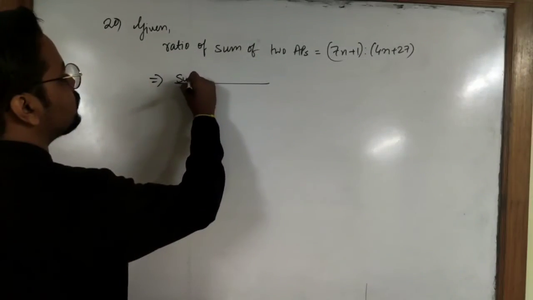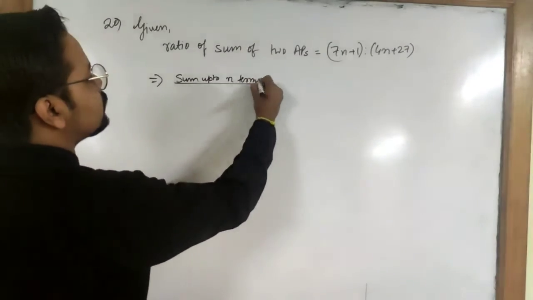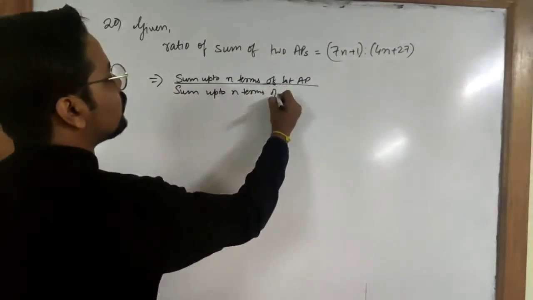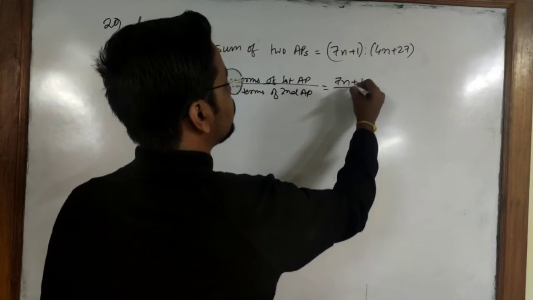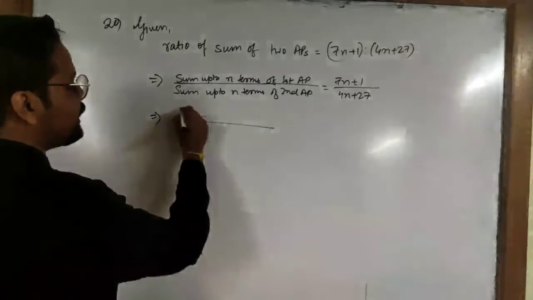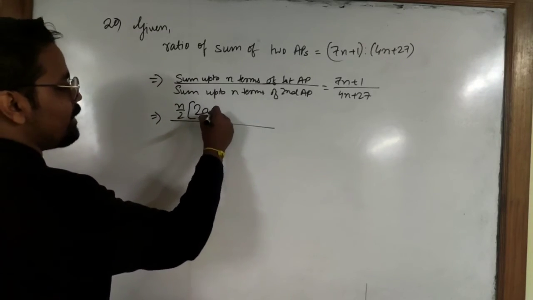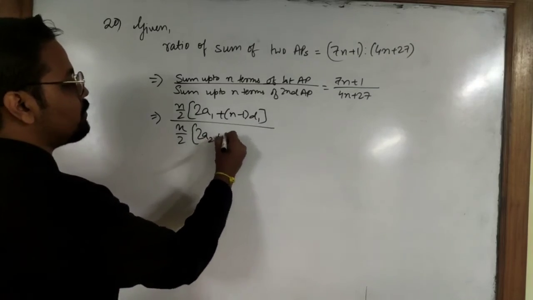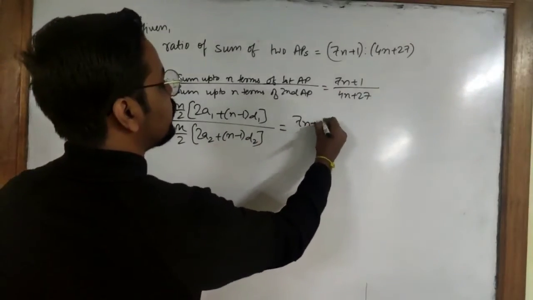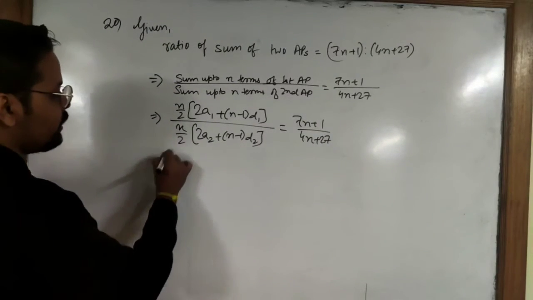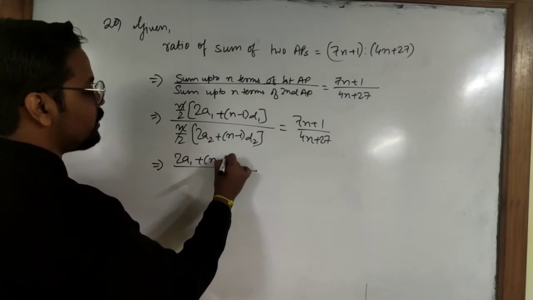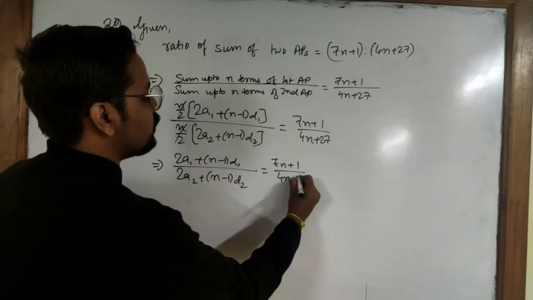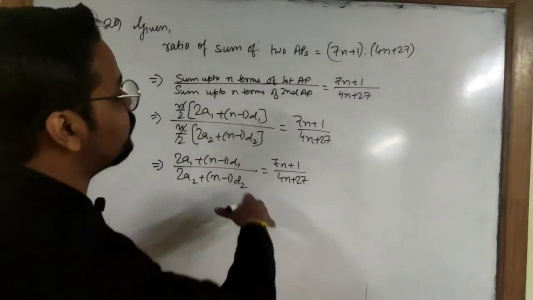Also, it will be the sum up to n terms of the first AP by the sum up to n terms of the second AP is equal to 7n plus 1 by 4n plus 27, right? We know the formula: n by 2, twice a1 plus n minus 1 into d1, and n by 2, twice a2 plus n minus 1 into d2, is equal to 7n plus 1 by 4n plus 27. The n by 2 cancel out and we get twice a1 plus n minus 1 into d1 over twice a2 plus n minus 1 into d2 is equal to 7n plus 1 by 4n plus 27. So this is what we get from the given values.